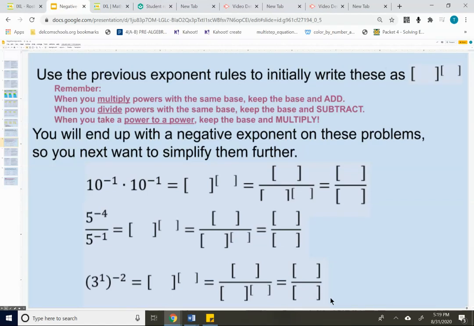Okay, see how you did on these problems? Okay, you first want to multiply, divide, or take a power to a power, and then you want to simplify, because on these problems you will get a negative exponent.